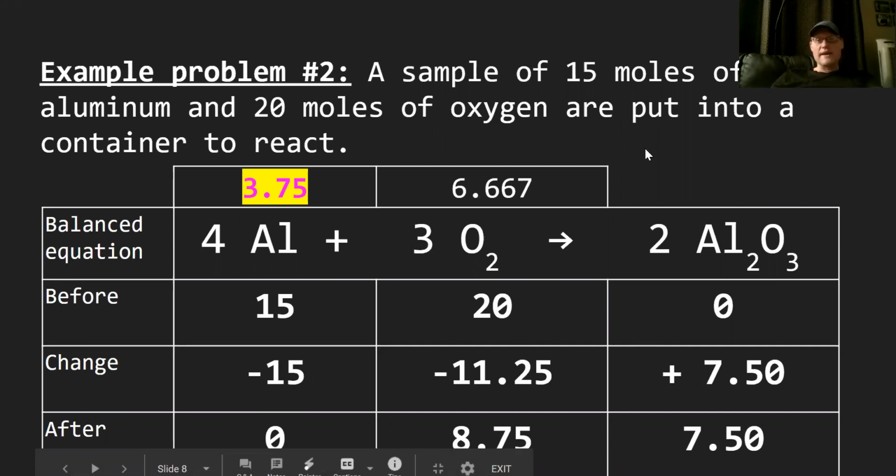And again, you should be able to answer a whole mess of questions now that you have that. How many moles of aluminum ended up being used up? 15 moles. How many moles of oxygen were used up? 11.25. How many moles of aluminum were left over? 0. How many moles of oxygen were remaining? 8.75. How much aluminum oxide, or the product, was produced? 7.5 moles.